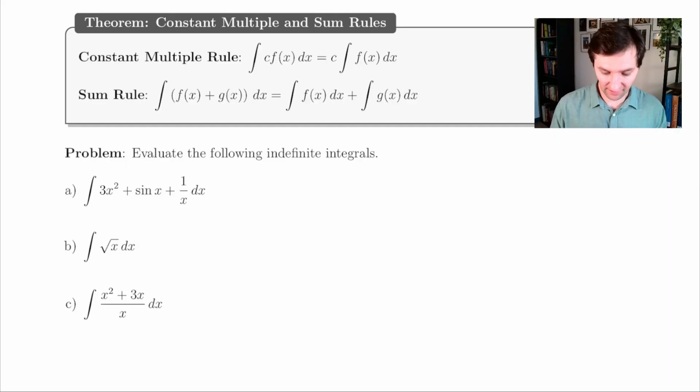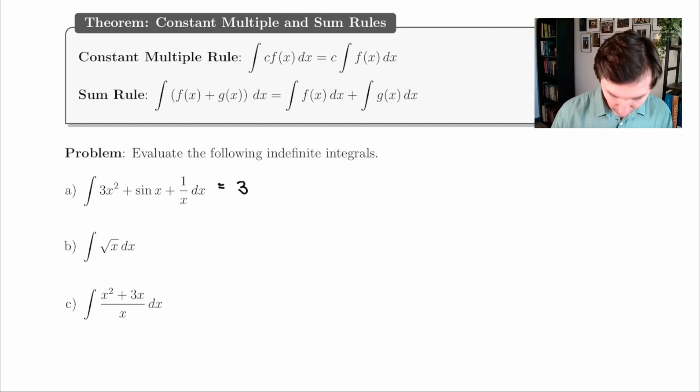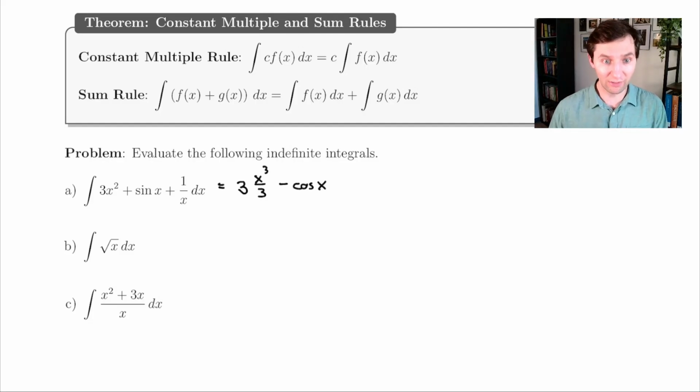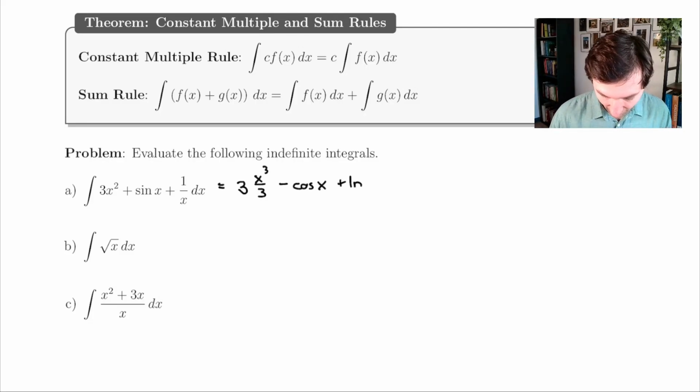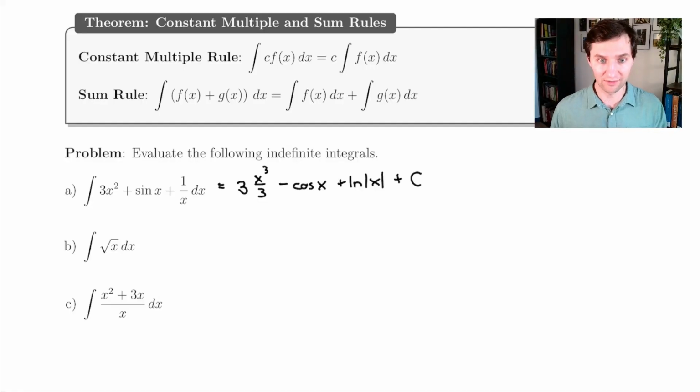In the first exercise, I have 3 functions. I will take antiderivatives separately. And in the first term, I will apply the constant multiple rule. I will rewrite the 3 and then take an antiderivative of x squared, which is x to the third power over 3. An antiderivative of sine is negative cosine of x. Antiderivative of 1 over x is ln absolute value of x. I finish everything by adding the constant c.